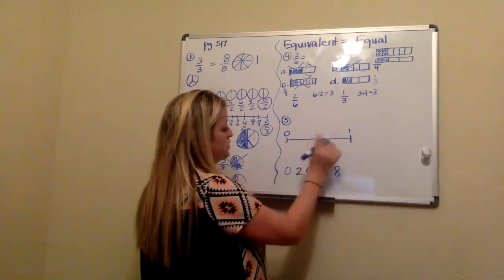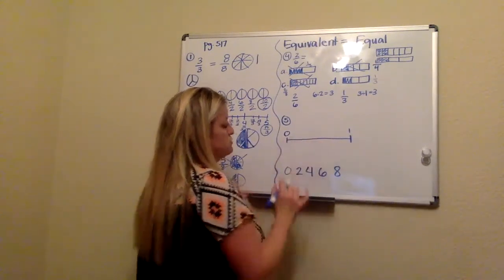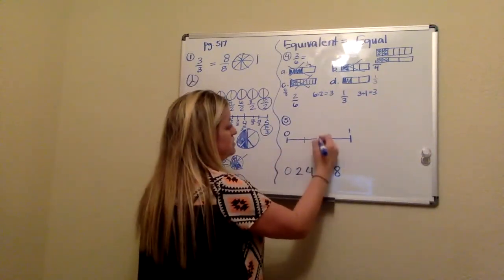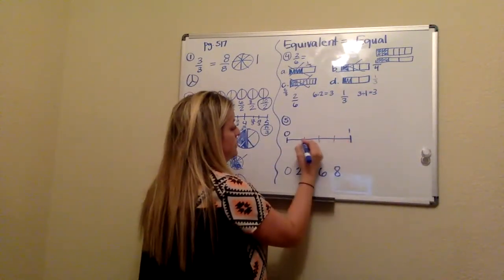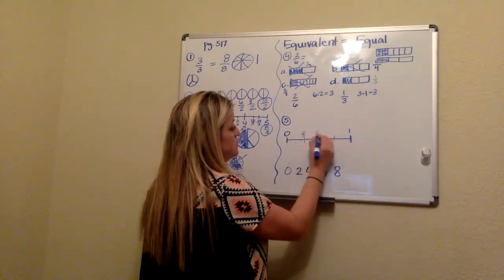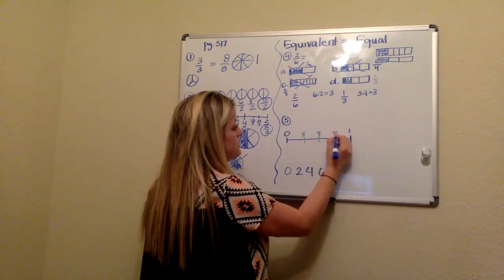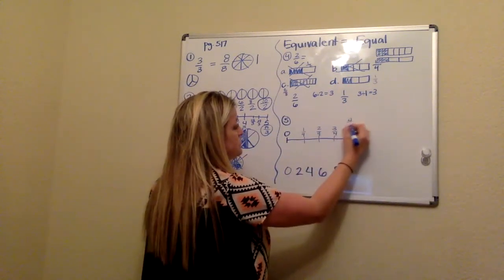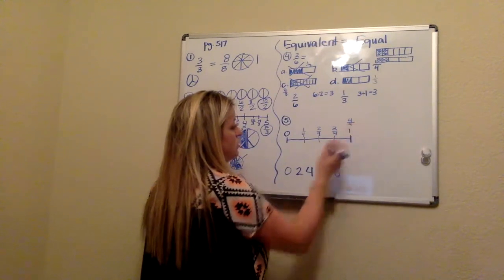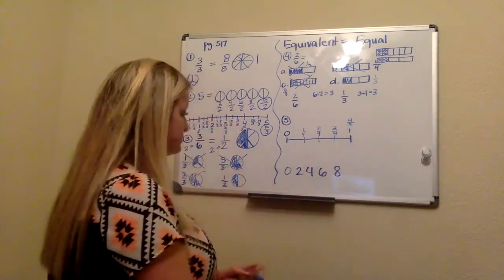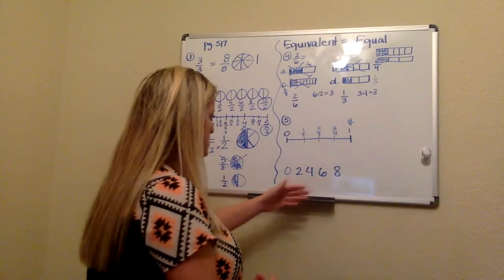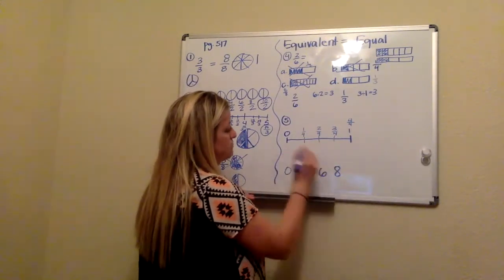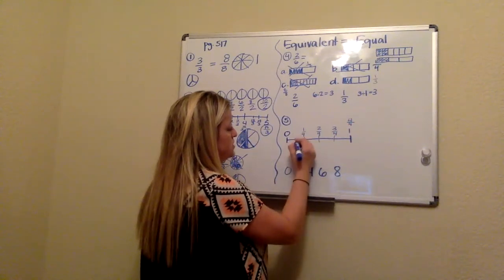So I'm going to break this into fourths, which means I'm going to do 1, 2, 3 lines. So here I go, 1, 2, 3 lines. And now I know that this is my denominator because I have 4 pieces. So this is 1/4, 2/4, 3/4, and this of course would be 4/4 is equivalent to 1 whole. So now I'm going to pick one of these numbers and I'm going to choose 8 because I know I can easily fit that in here.